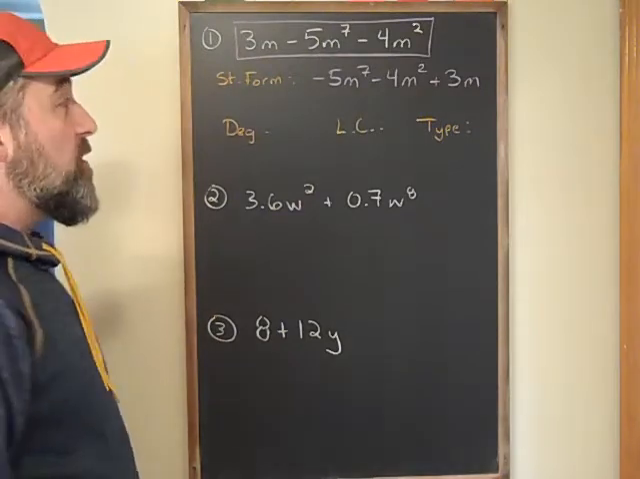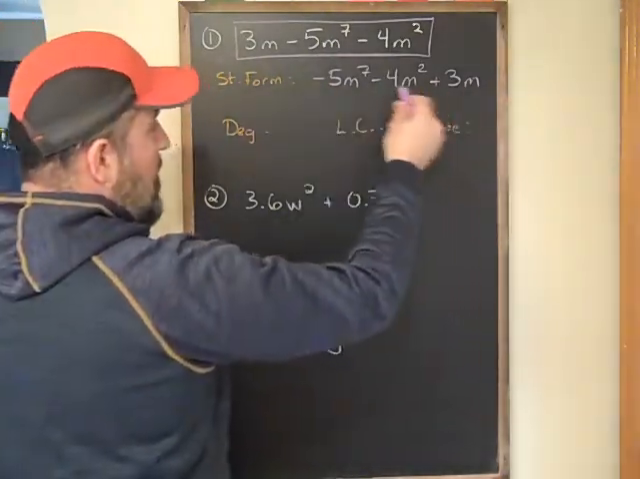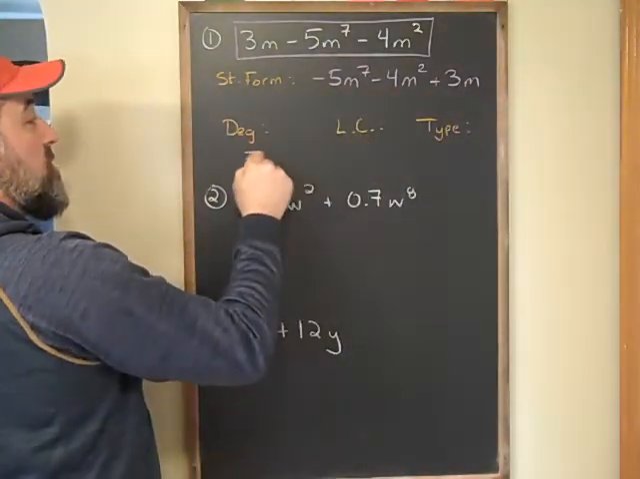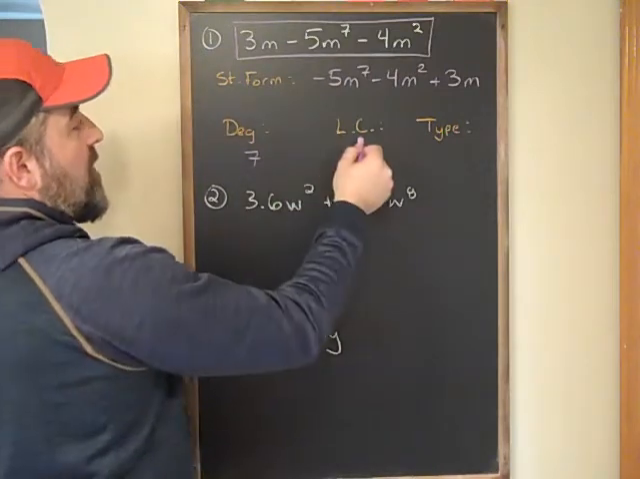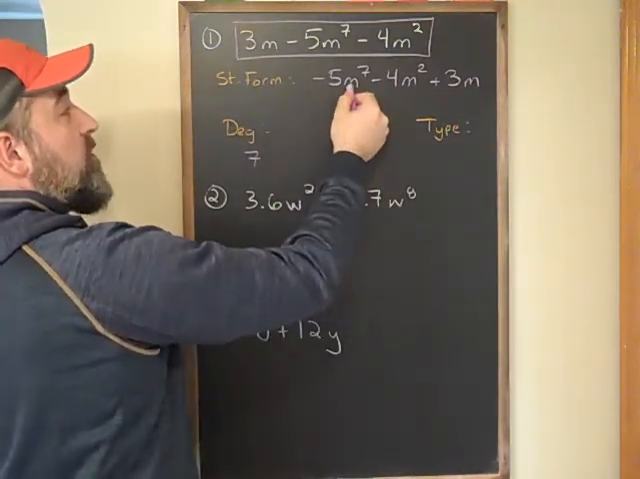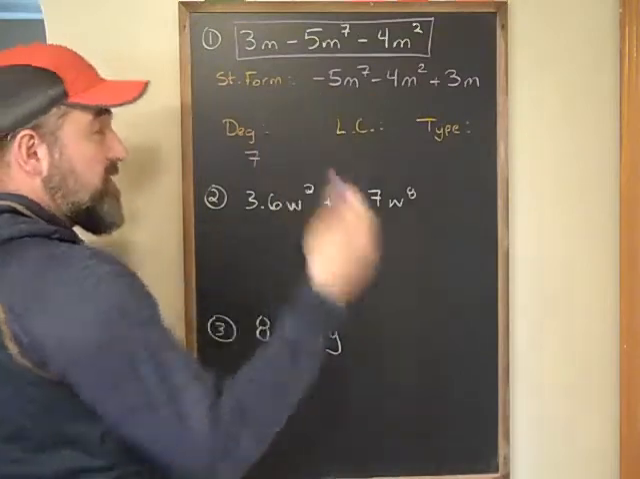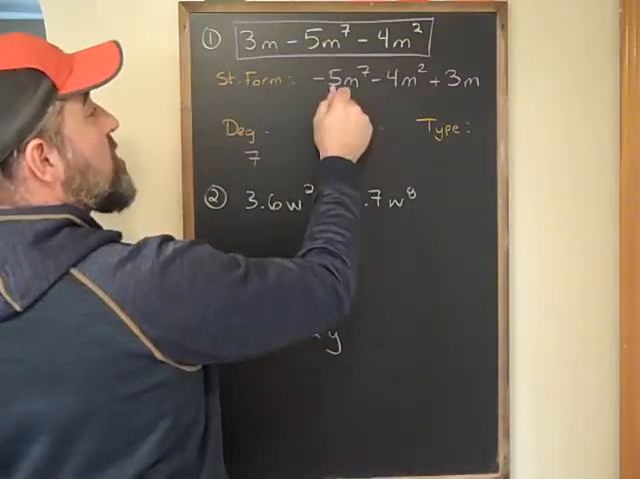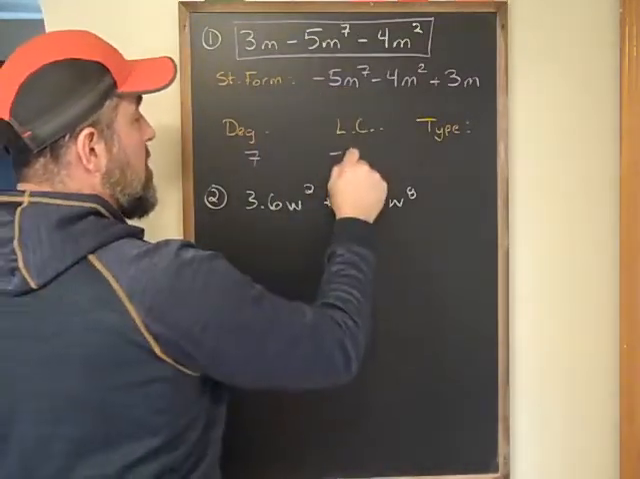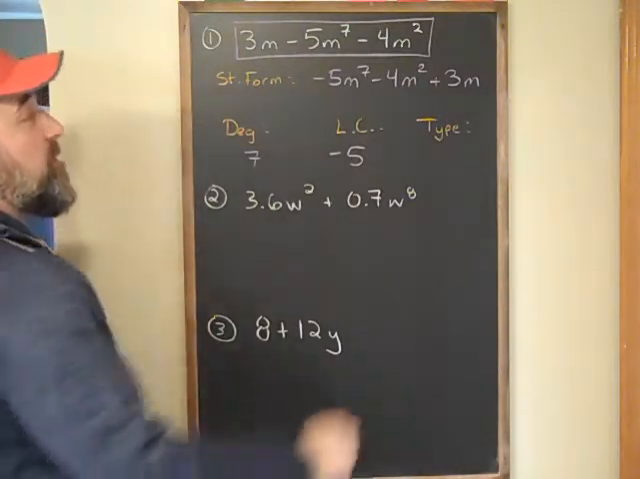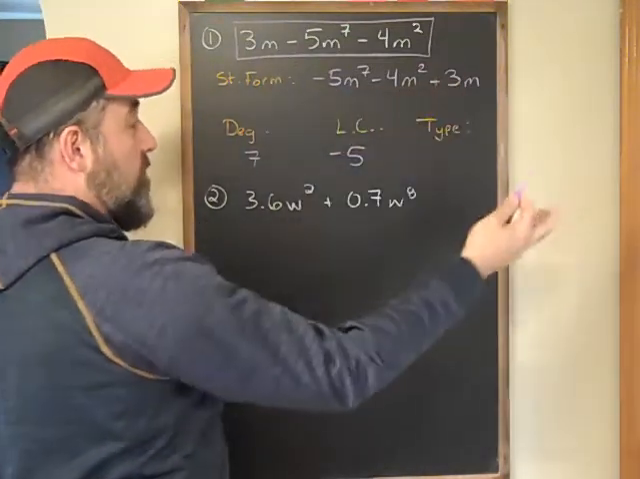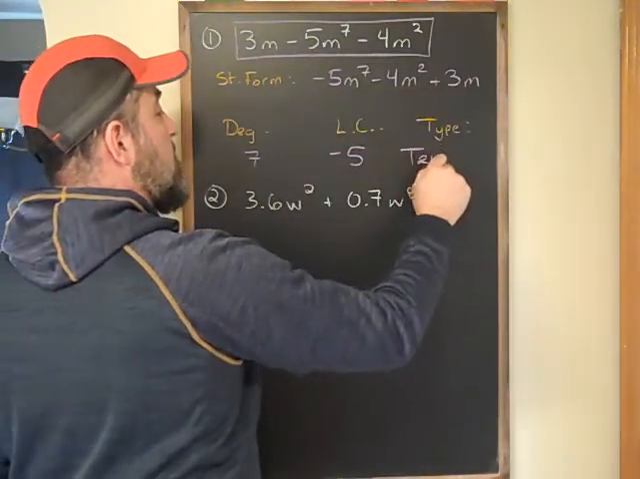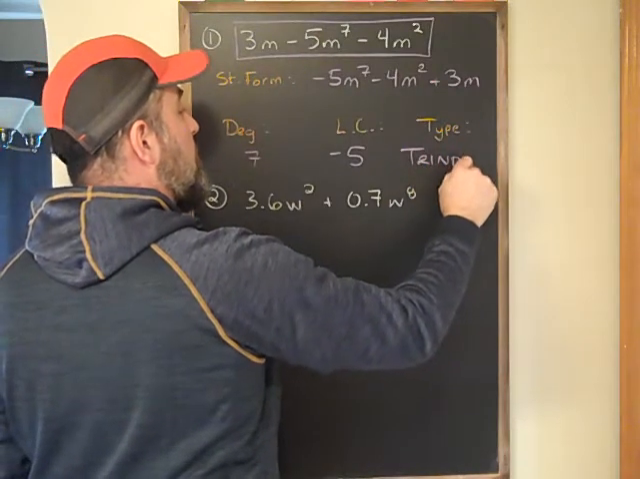The degree of this polynomial, the highest degree of all the terms, is degree 7, so we'll say it's degree 7. The leading coefficient is always the coefficient of the highest degree term, which again, when it's written in standard form, is always going to be the first coefficient. And then the type. How many terms do we see? 3. We would categorize this as being a trinomial.